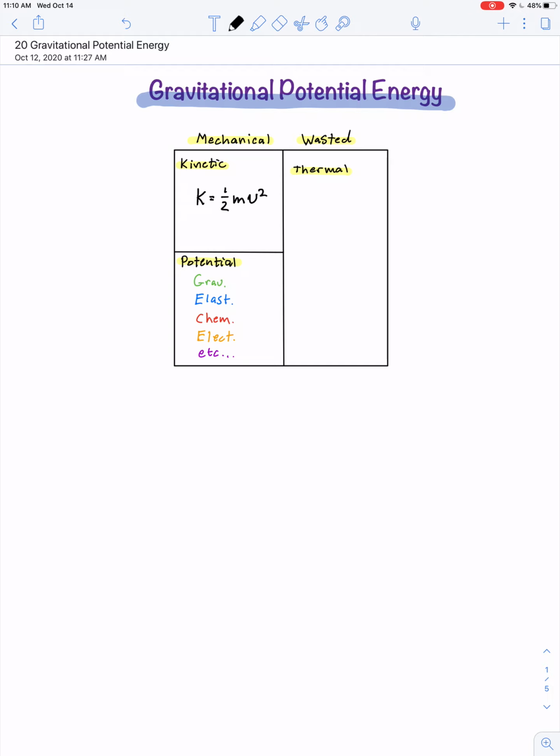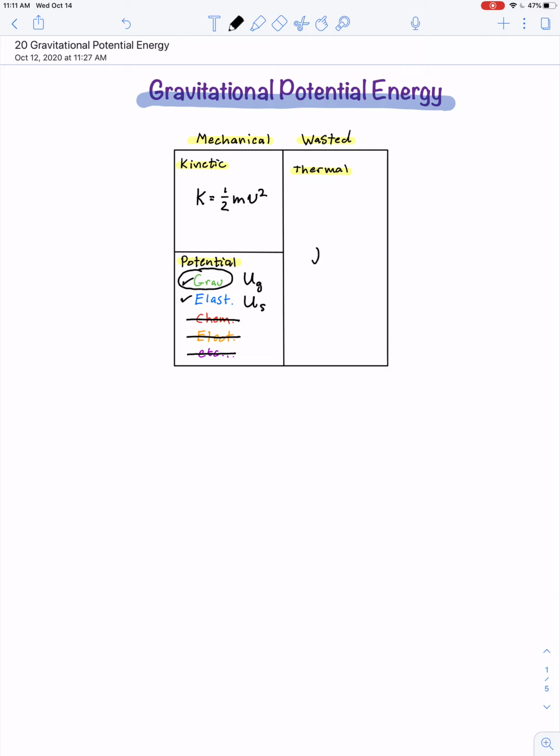For potential energy, there are several forms. There's gravitational potential energy, elastic potential energy, and chemical potential energy, which we won't discuss at great length in this unit of study, nor will we discuss electrical potential energy or any other forms. So we want to focus in this unit of study on potential energy in the form of gravitational and elastic potential energy. And in this lesson in particular, we're going to focus on gravitational potential energy. Gravitational potential energy is symbolized as capital U subscript G, and elastic potential energy, capital U subscript S.